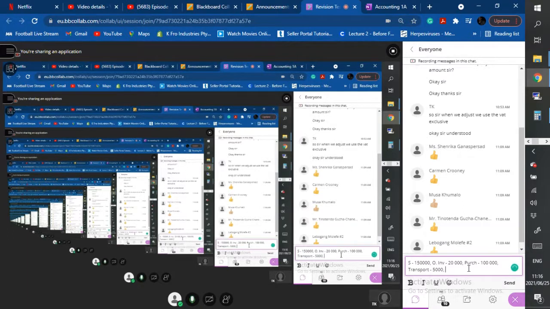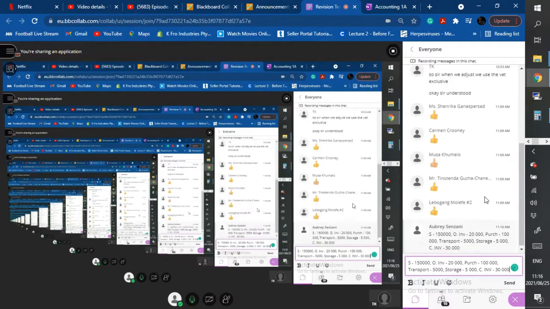Then the last thing that we had was, oh no, not the last thing, storage costs before the items are sold. So storage, that was how much? That was also $5,000. And then the last one we had, closing inventory, and that was 30. Awesome. So I'm just throwing that in there so you guys have it as we discuss the question.